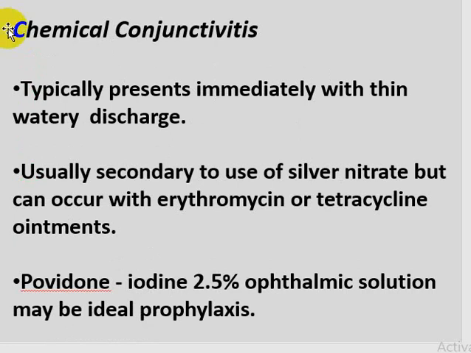Let's talk first about chemical conjunctivitis, which presents with a watery, thin discharge from the eyes, not purulent, due to the use of silver nitrate, sometimes erythromycin or tetracycline. We can use povidone iodine 2.5% ophthalmic solution for ideal prophylaxis of this condition.